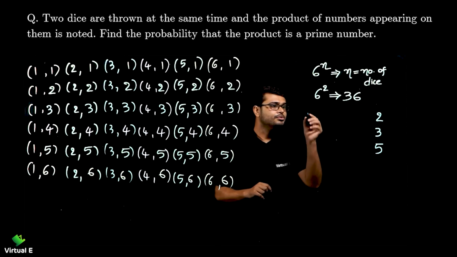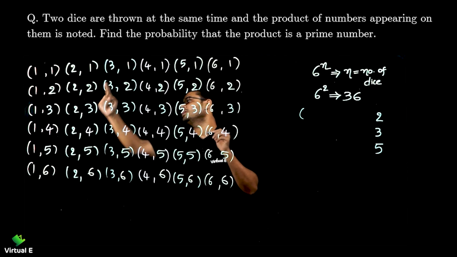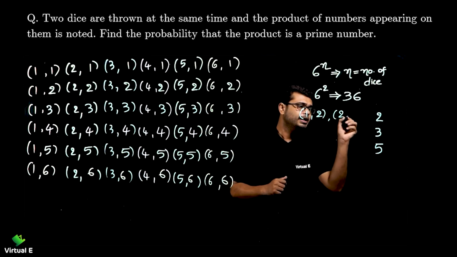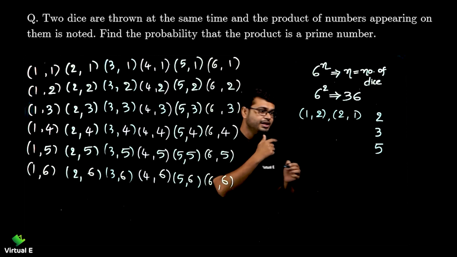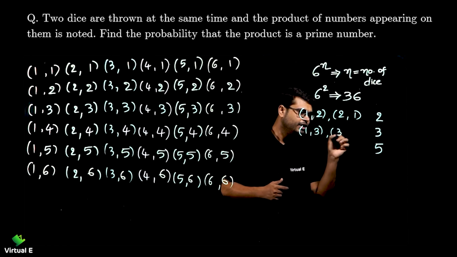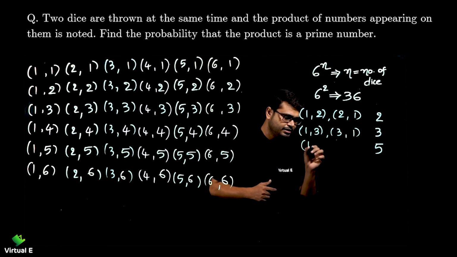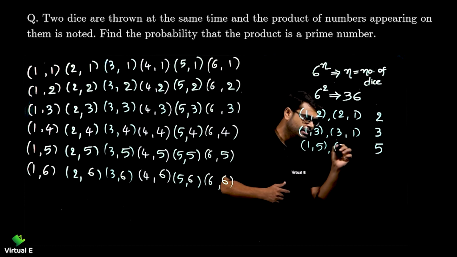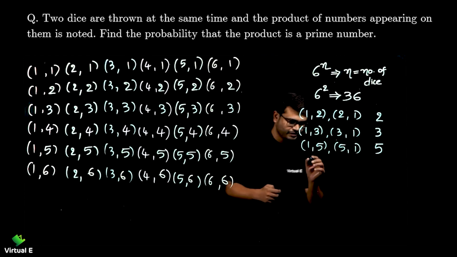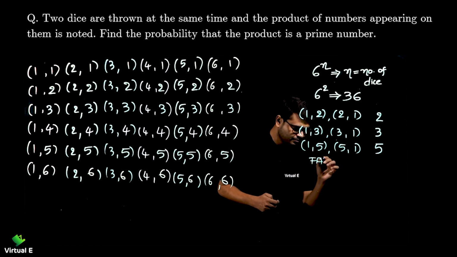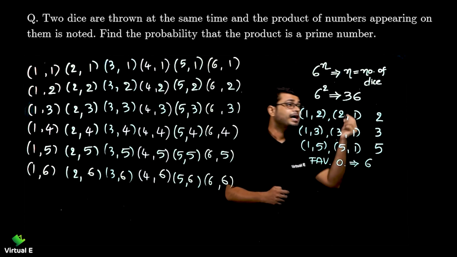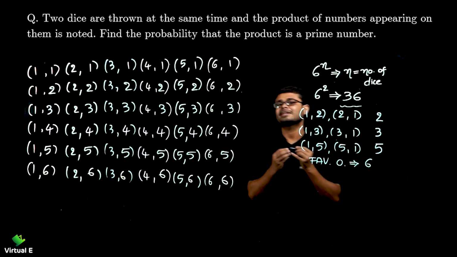So to get the number 2, there are two outcomes, 1 comma 2 and 2 comma 1. For 3, the same as well, 1 comma 3 and 3 comma 1. Then 1 comma 5 and 5 comma 1. So how many outcomes are we getting? We can write favorable outcomes are 6 and total outcomes we already know, that is 36.